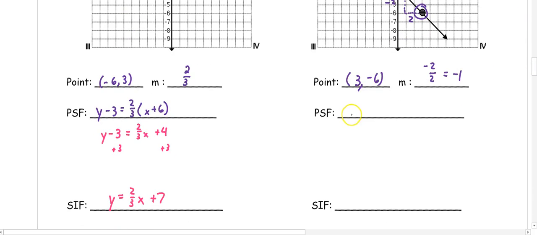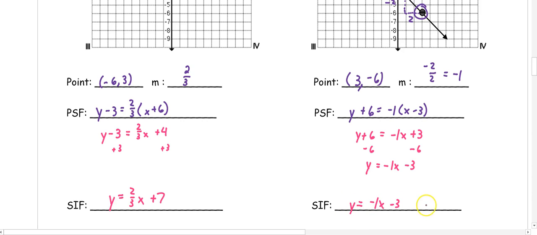So when I write my equation in point-slope form, I have y plus 6 equals negative 1 times x minus 3. In order to get into slope-intercept form, the first thing we're going to do is distribute our slope. So y plus 6 equals negative 1x plus 3. And then I'm going to subtract 6 from both sides. So y equals negative 1x minus 3. So you can write it as y equals negative 1x minus 3, or you could just write it as negative x minus 3. Either one means the same thing still.